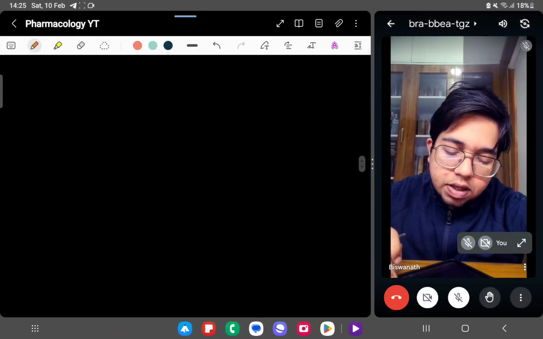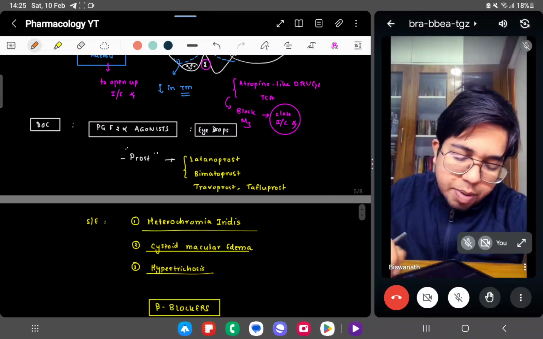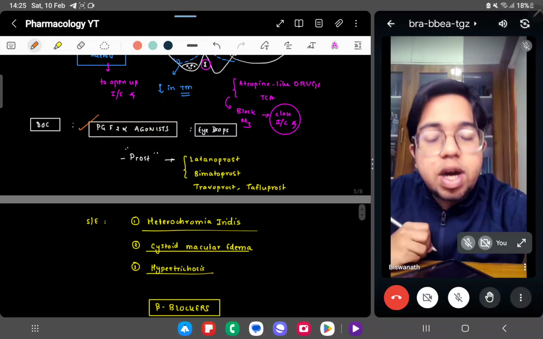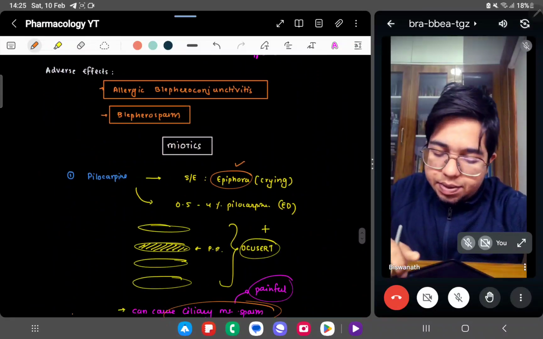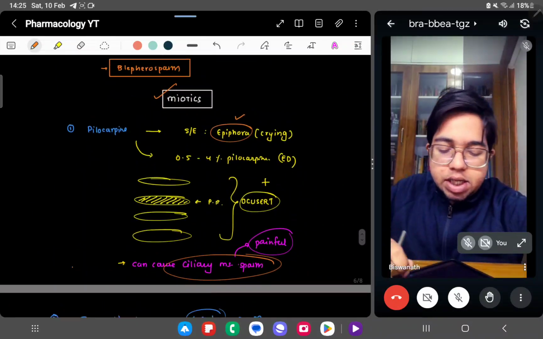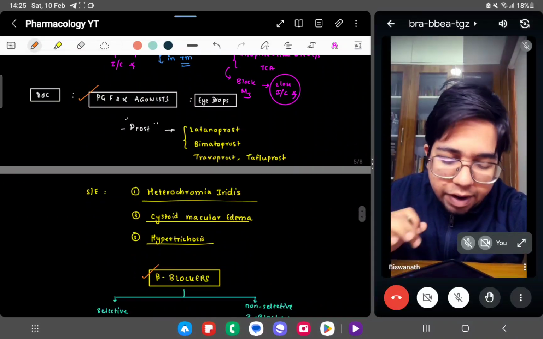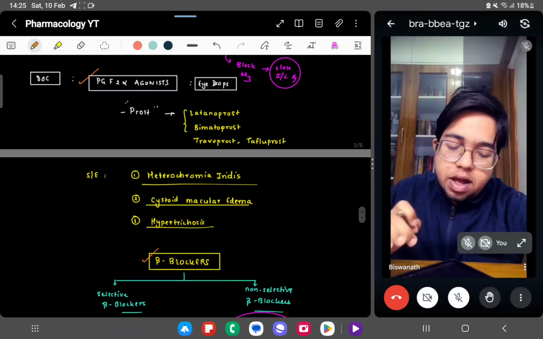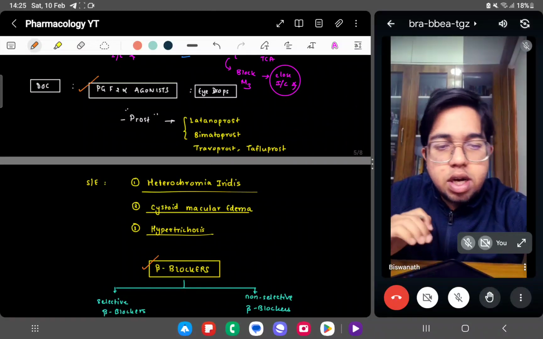We discussed various categories of drugs. We talked about prostaglandin F2 alpha agonist drugs today. We talked about beta blockers as well. We talked about miotic agents. If I just give you an overview, F2 alpha agonists are your drug of choice: latanoprost, bimatoprost, tafluprost, and travoprost.